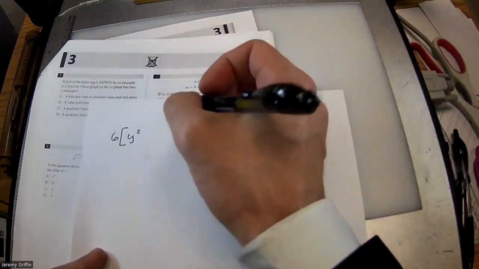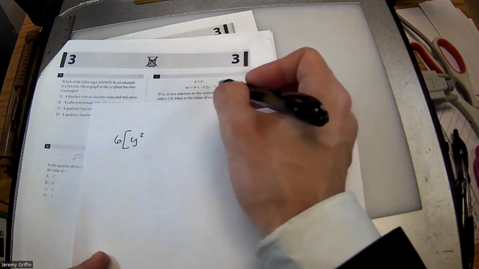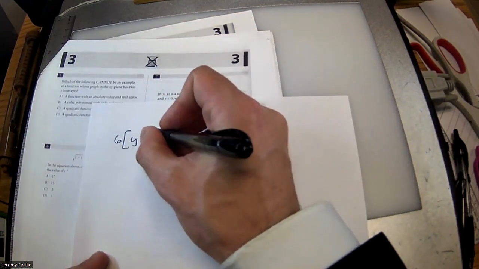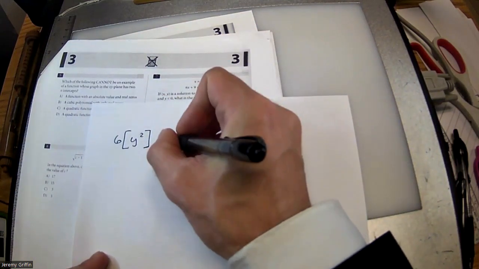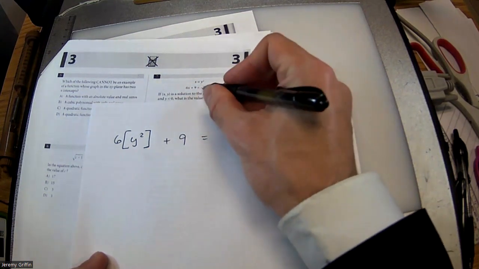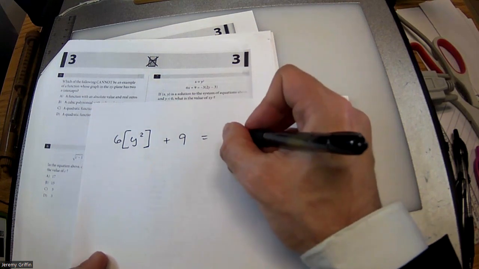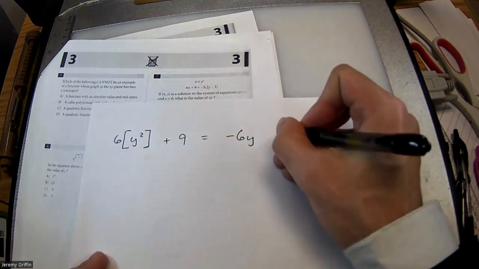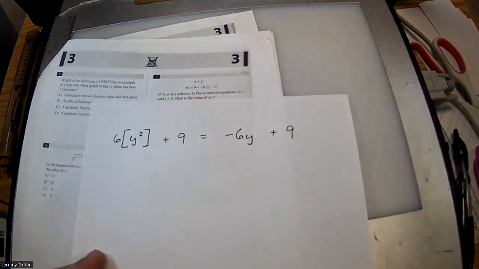Here's something I don't know. Here, let's try that. I'm going to do a substitution method that also plays off the second equation. So 6 times y squared, instead of actually saying y squared, plus 9 equals, and then I'll go ahead and distribute this. Negative 3 times 2y is negative 6y, and negative 3 times negative 3 is positive 9.